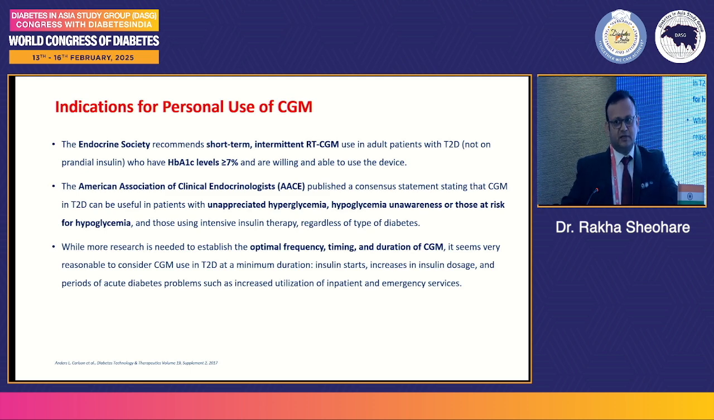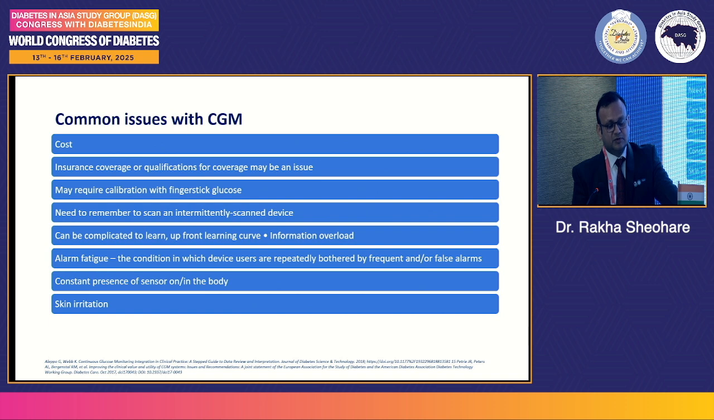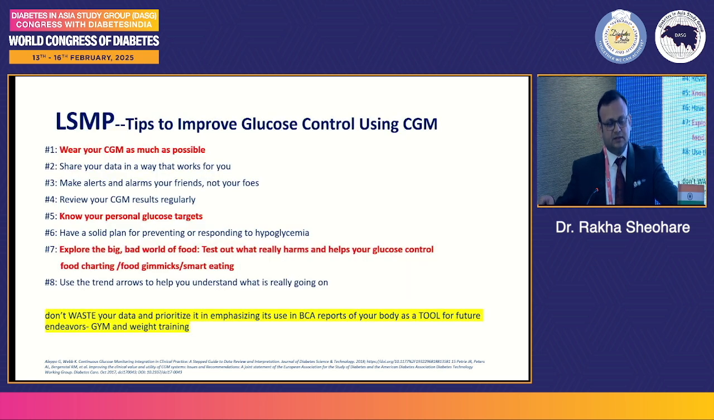And a tool becomes a better tool when it is indicated for personal use. So that's why I say that the topic given to me is lifestyle modification as a platform using TIR and glycemic variability. Common issues with CGM: cost, insurance coverage, may require calibration, need to remember to scan, can be complicated to learn, alarm fatigue, constant pressure on the sensor, skin irritation. But there is a big but: the lifestyle modification program, this was the topic given to me, is tips to improve glucose control using CGM.